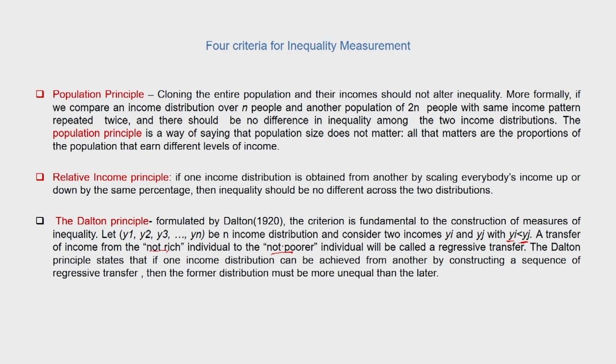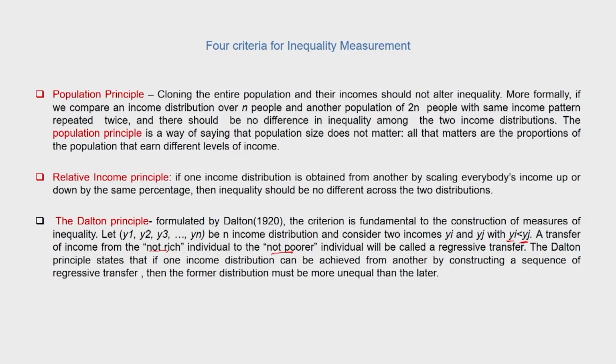Notice the usage of the term not poorer and not rich instead of using the term poor and rich for these two here, because largely when we are looking at inequality, when we are looking at distribution of incomes, or when we are examining the issue of inequality, we are mostly using the term relative income rather than absolute incomes, and therefore the usage of the terms not so rich or not so poor and so on and so forth. So here when a transfer of income takes place from the not rich individual to the not poorer individual, it will be called a regressive transfer. And the Dalton principle states that if one income distribution can be achieved from another by constructing a sequence of regressive transfers, then the former distribution must be more unequal than the latter.